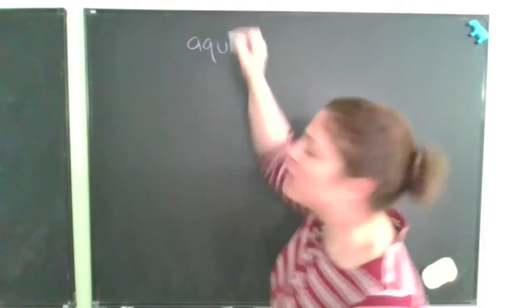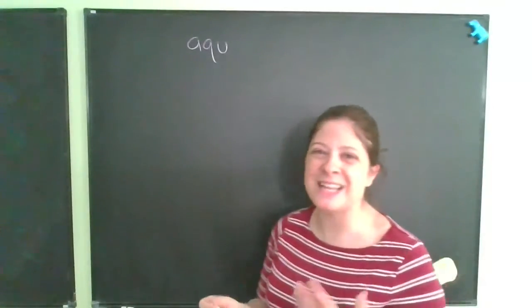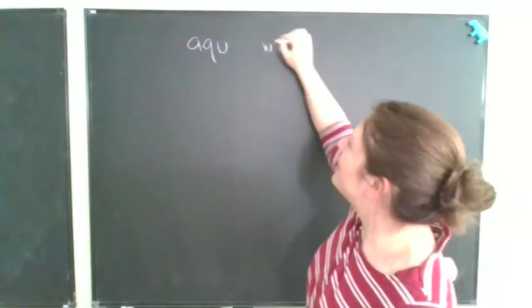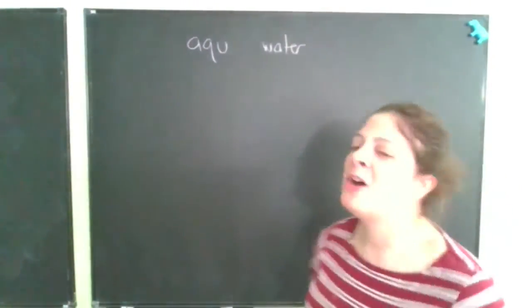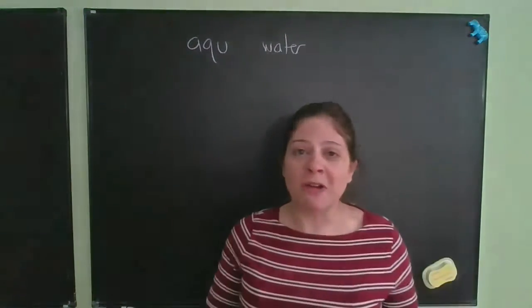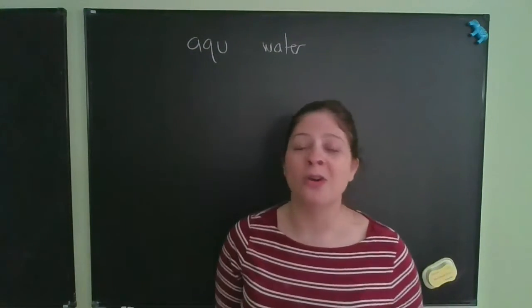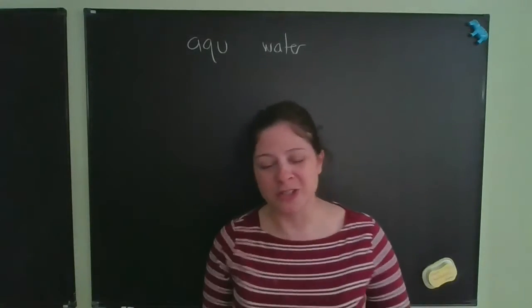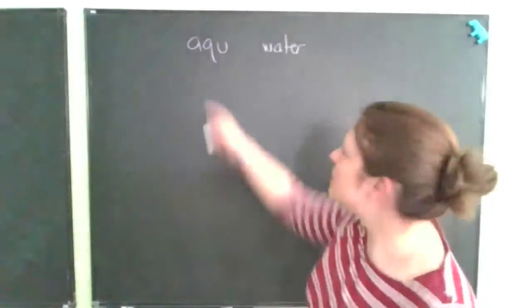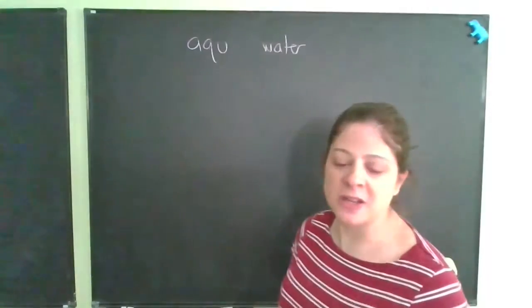So first up, our really common one, aqua, A-Q-U. It means water, as you probably can guess. And so we see it in words like an aquarium, which is literally a place for water, or aquatic, or all sorts of words having to do with the water. And so in this case, one stem, because the base and the combining are identical.